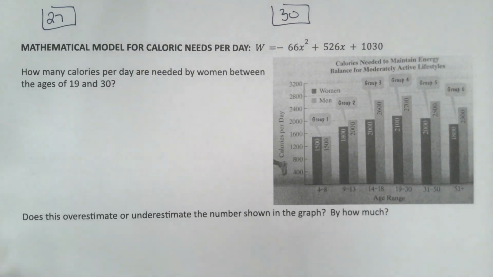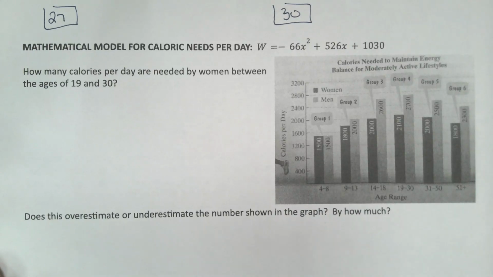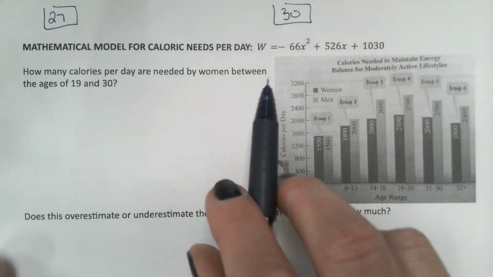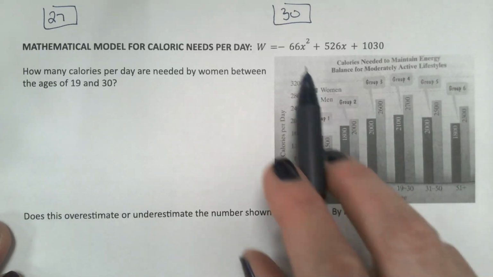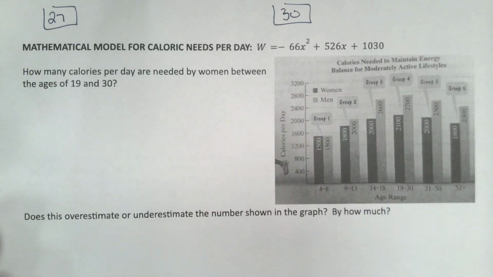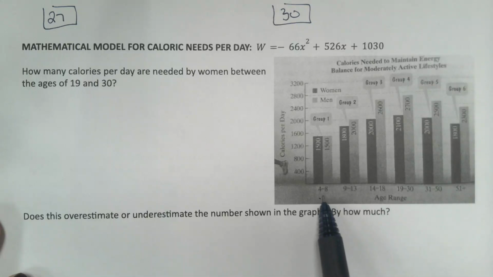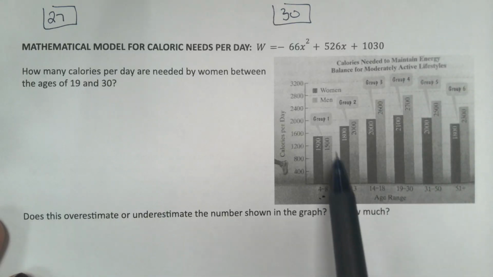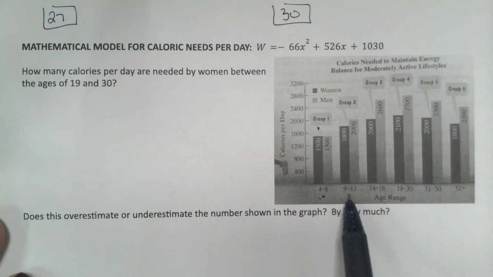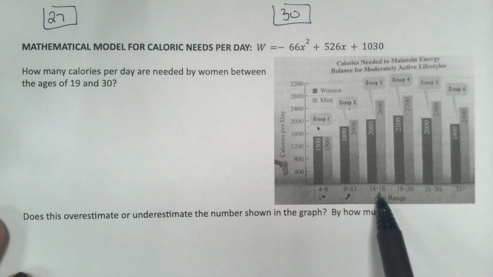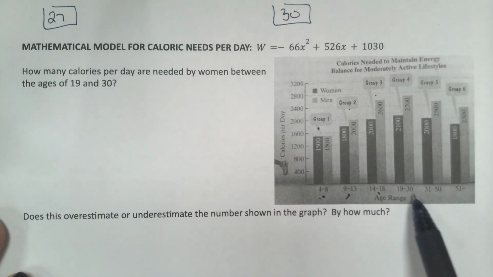So here we have a mathematical model for caloric needs per day. The W stands for women, and so somebody came up with this formula for how many calories a woman needs per day. In this graph, if you're between the ages of 4 and 8, you are in group 1. If you're between 9 and 13 years old, you're in group 2. 14 to 18, you're in group 3. 19 to 30, you're in group 4.